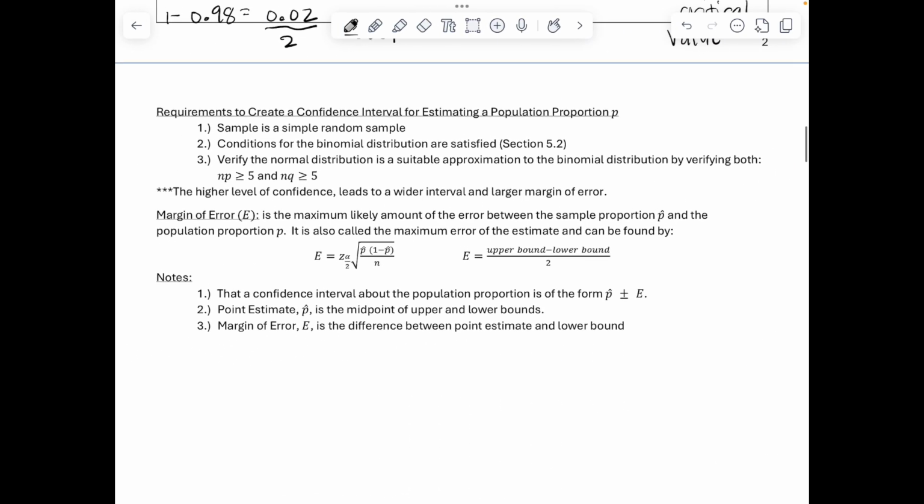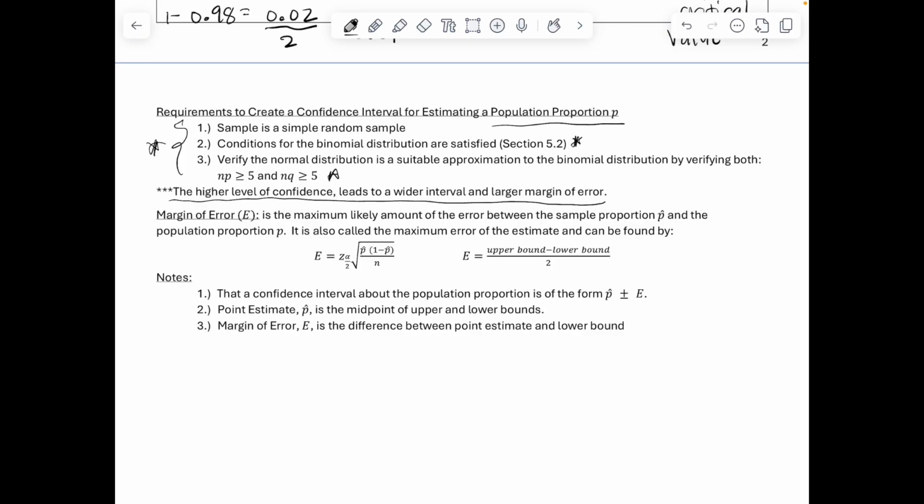At the top of the next page, it says requirements for creating a confidence interval estimate of a population proportion p. And so this is what we would have to check to verify that we can actually find a confidence interval. So the first thing is that the sample is a simple random sample, and 2 says conditions for the binomial distribution are satisfied. And for 3, we're going to have to verify that n times p and n times q are both greater than or equal to 5. So the higher level of confidence leads to a wider interval and a larger margin of error.